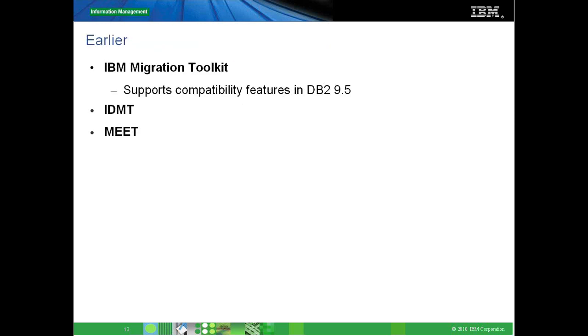Right? So to do that, earlier, in the early days of version 9.5, we had the IBM Migration Toolkit. This would convert all of your PLSQL into SQLPL, because in version 9.5 we didn't really have much support for PLSQL. But 9.7 was a major release when the compatibility vector was introduced and the PLSQL compiler was built into DB2, and it natively started supporting the PLSQL code. That's when we introduced a couple of additional tools called IDMT and Meet.